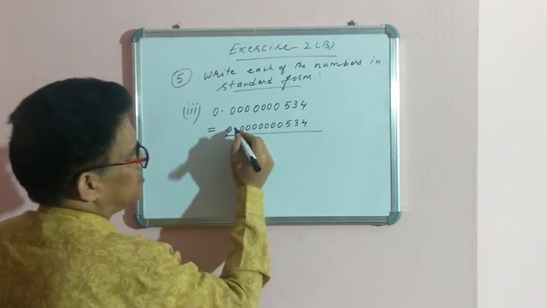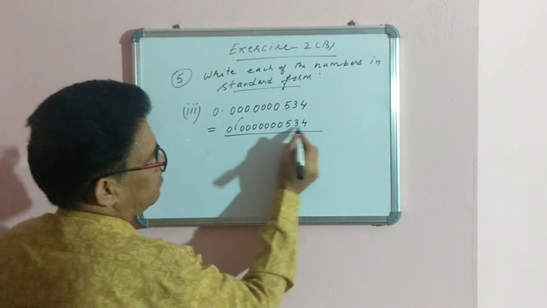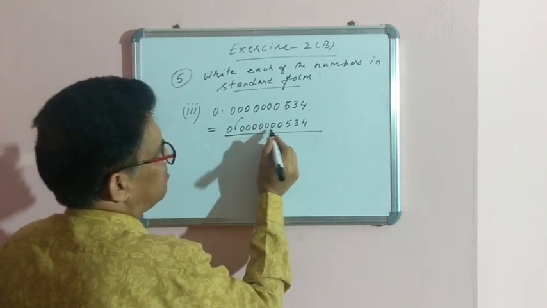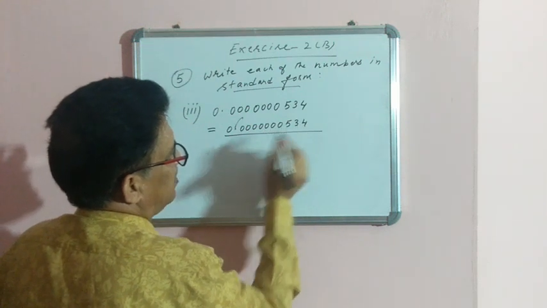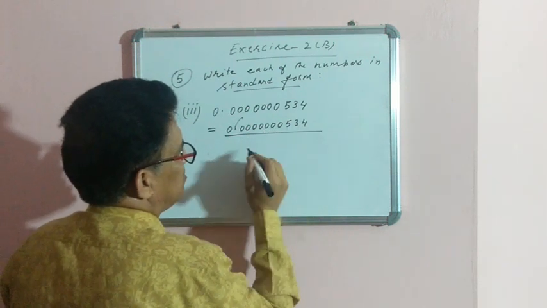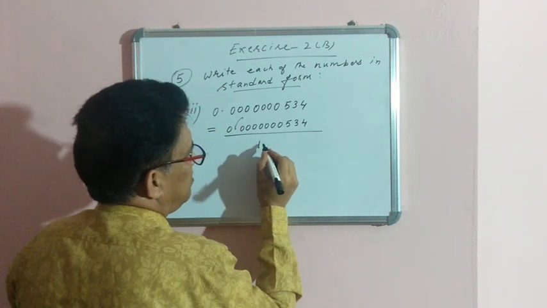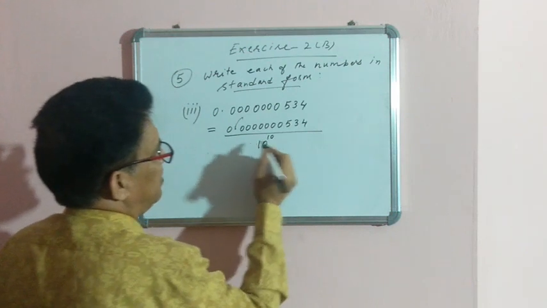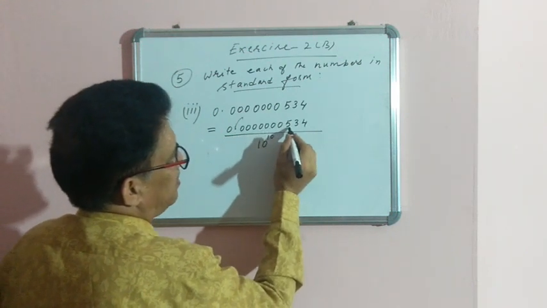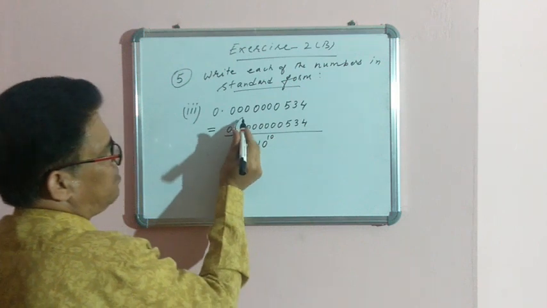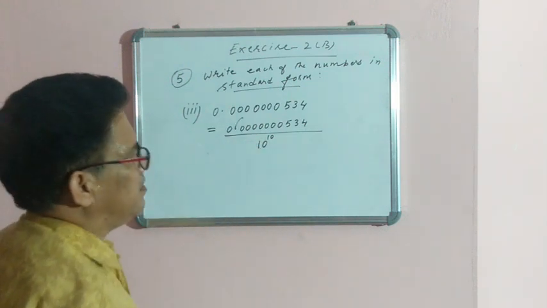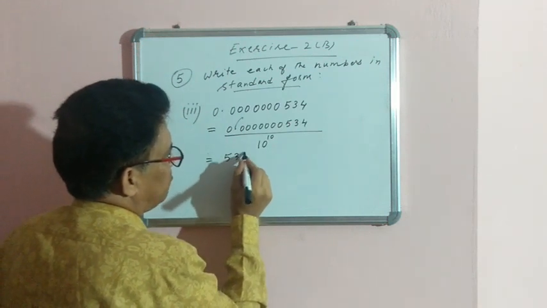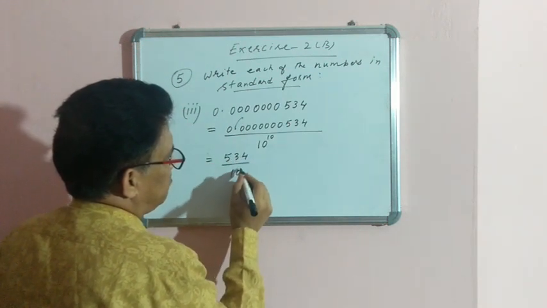If you remove this decimal sign, then how many places are there after the decimal? 1, 2, 3, 4, 5, 6, 7, 8, 9, 10. So directly we will write 10 power 10. 7 zeros are there, then 8, 9, 10. We have removed the decimal, so we will write 10 power 10 there. So what we have got? 534 upon 10 power 10.